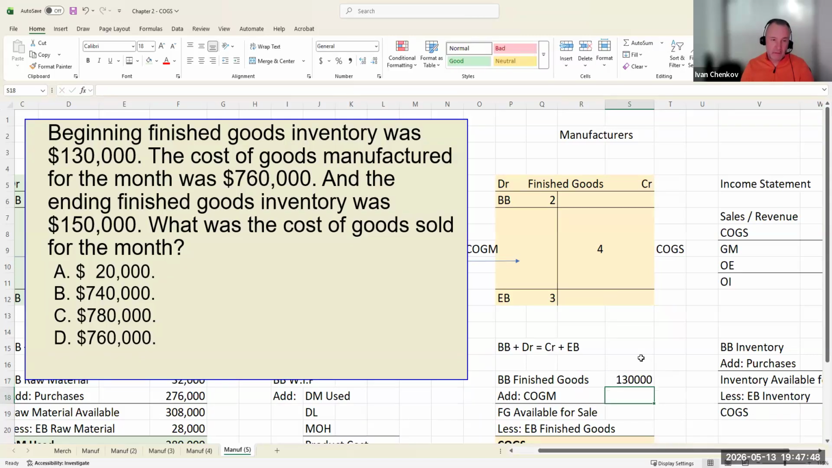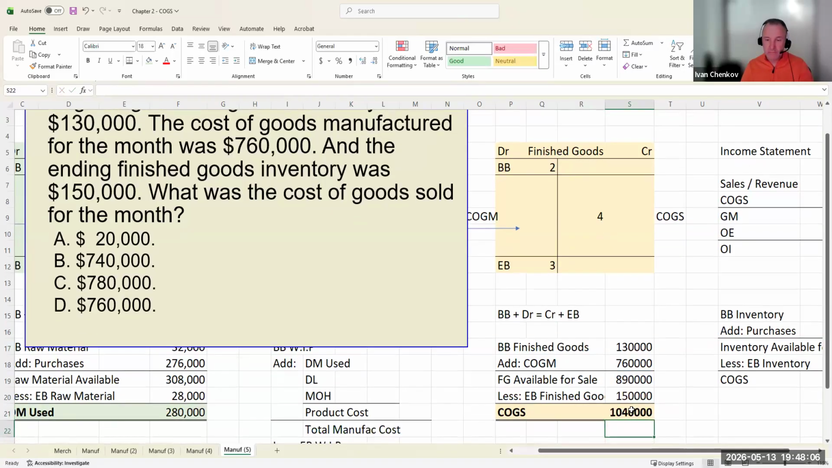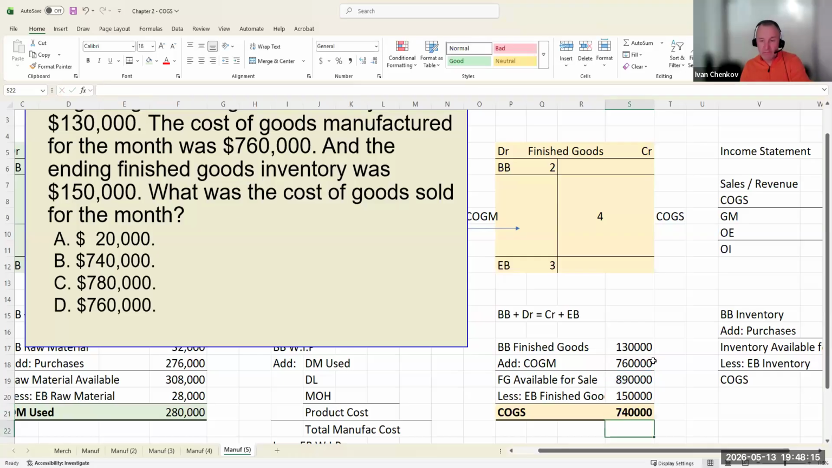Then I have cost of goods manufactured 760,000. Available, I can easily calculate it. Then I'm going to deduct the ending balance, which is 150. And that's going to give me cost of goods sold, which is this one plus that one. No, not plus, minus, right? I have to deduct it. Getting too much. Make sense?